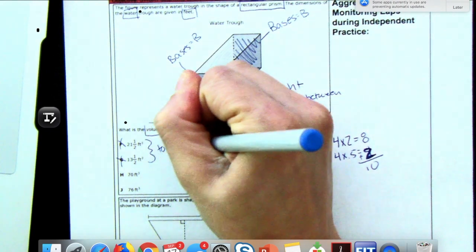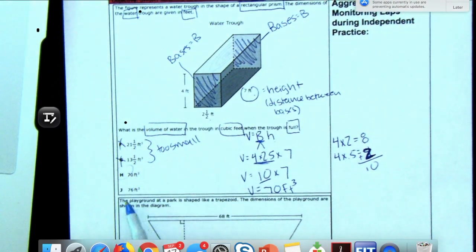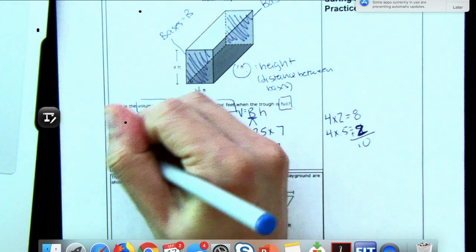Okay. I got H as my answer. J seems a little bit more reasonable because it's closer to the answer I got, so I'm just going to go ahead and double check my math to make sure I wasn't off anywhere.